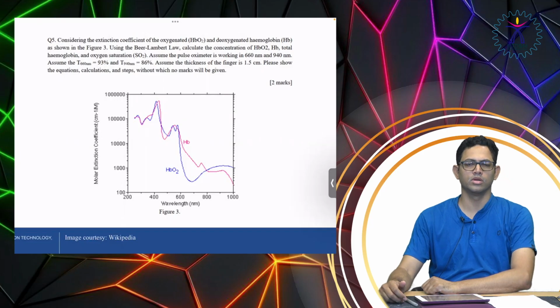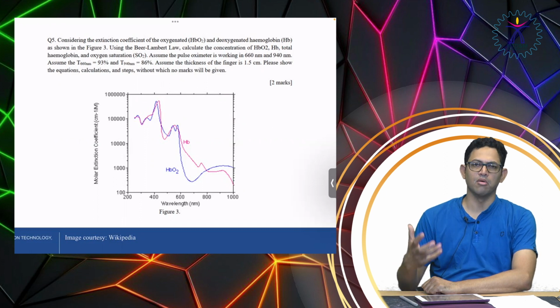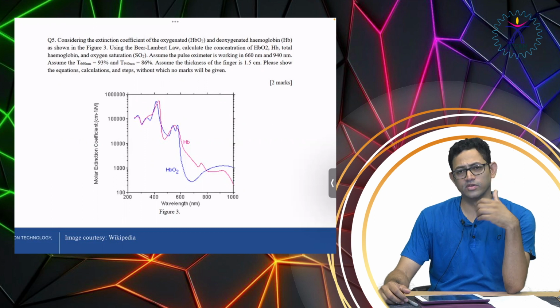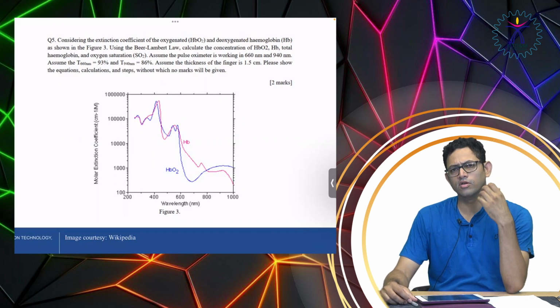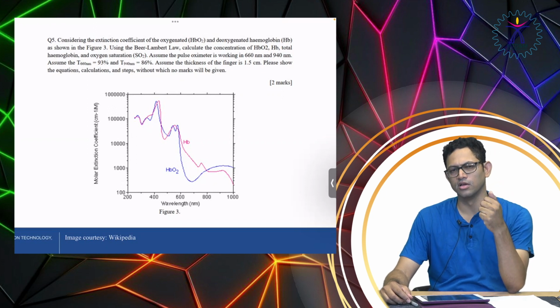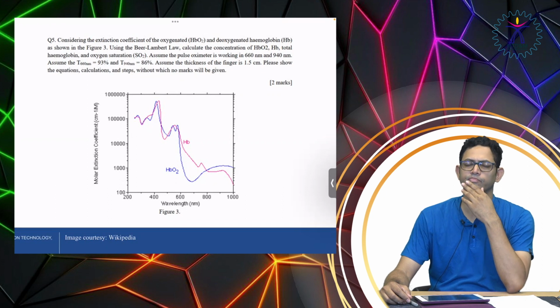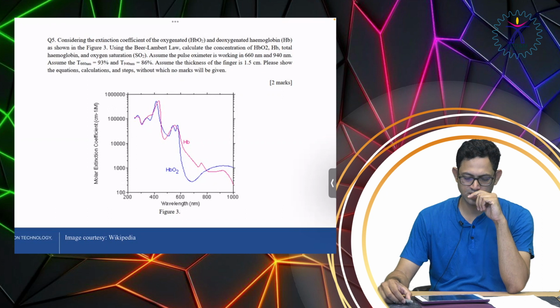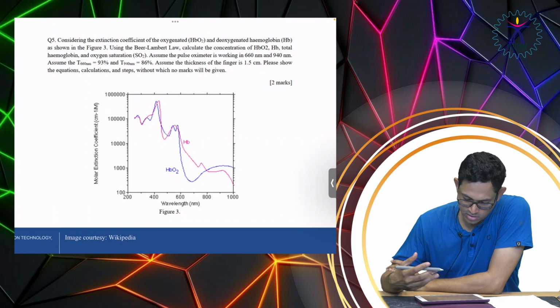Hello and welcome everyone. Today we are going to give one example of the Beer-Lambert Law that we studied in the last class. One of the most important examples of the Beer-Lambert Law is the pulse oximeter that we are using in day-to-day life nowadays. So let us see this problem that you have in front of you right now.